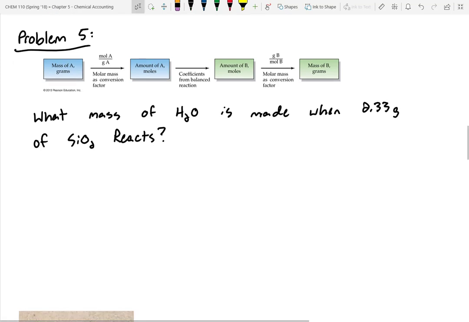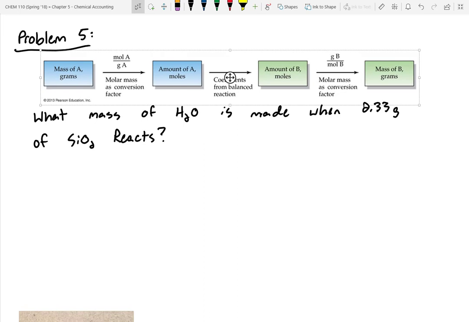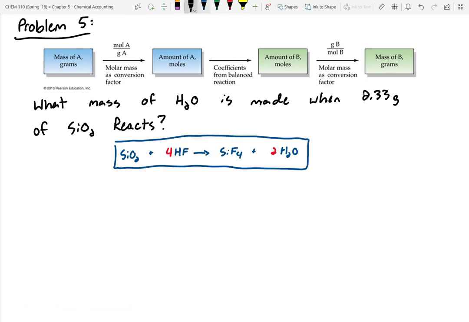I'll give you a minute to work on this. And if you look up here, this rough guide can help you get going. You want to start out going from mass of A, which is your silicon dioxide, convert that to moles, and then go moles to moles using the ratio, and then moles back to grams using a new molar conversion. All right, let's try to do this as a class, and then I'll have one more problem that we can do just to really practice.